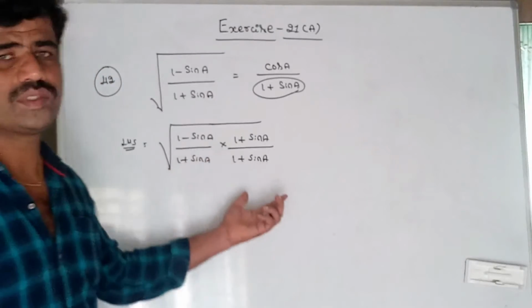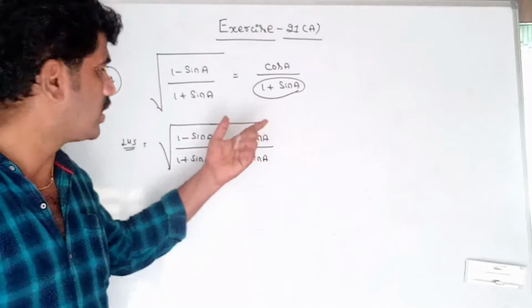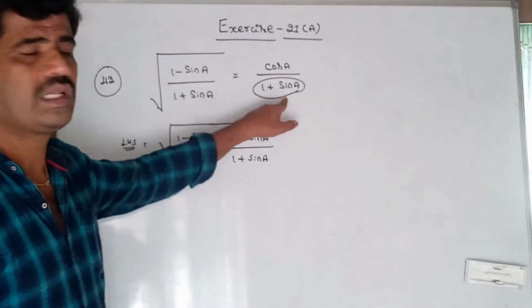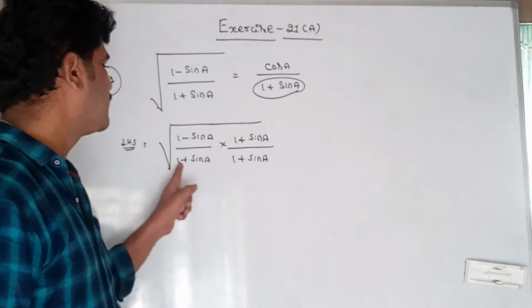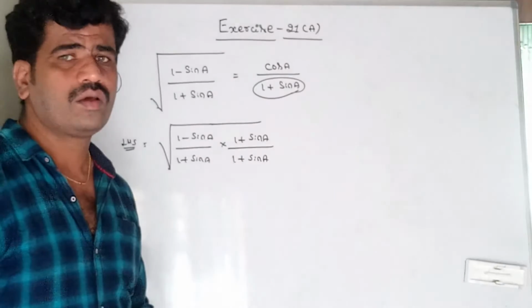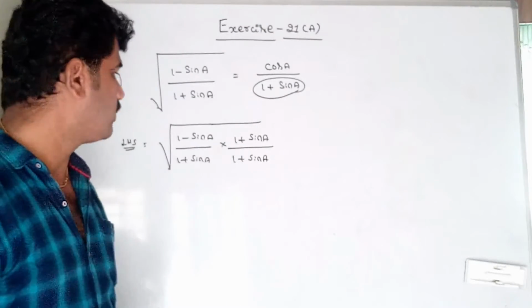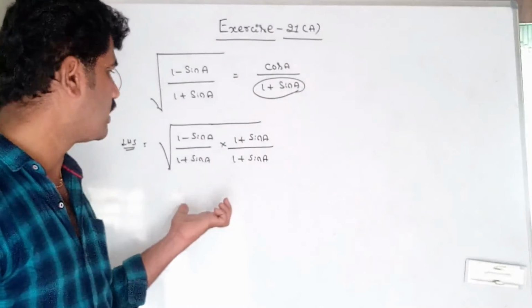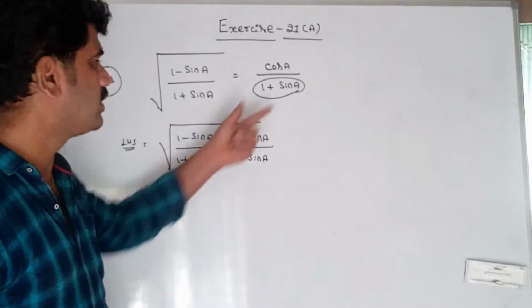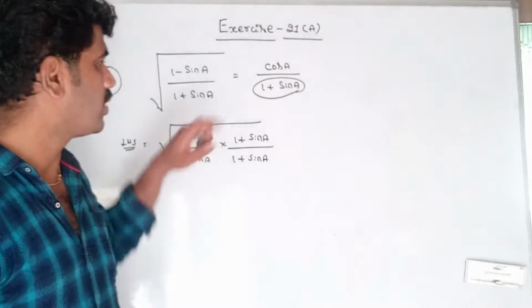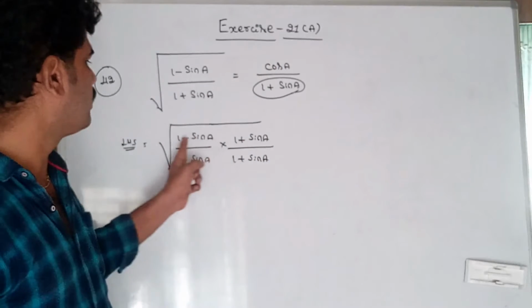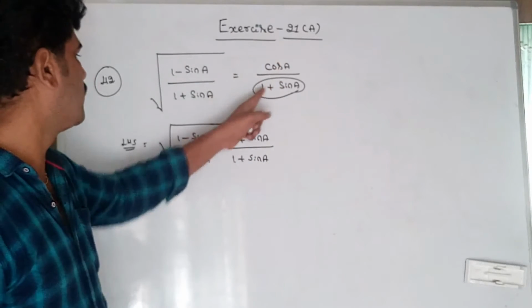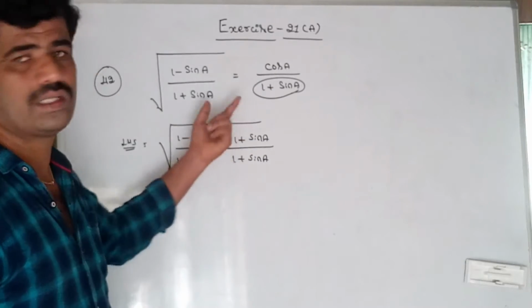So 1 plus sin A into 1 plus sin A, what will come? 1 plus sin A the whole square, then square and root get cancelled. You get the denominator as 1 plus sin A. If you take 1 minus sin A, what will happen? 1 plus sin A into 1 minus sin A, you will get 1 square minus sin square A. That is nothing but cos square A. Then cos square A means square and root get cancelled. In the denominator what will come? Cos A will come. But cos A should come in the numerator. Therefore, 1 plus sin A into 1 minus sin A is cos square A, and 1 plus sin A into 1 plus sin A is 1 plus sin A the whole square.